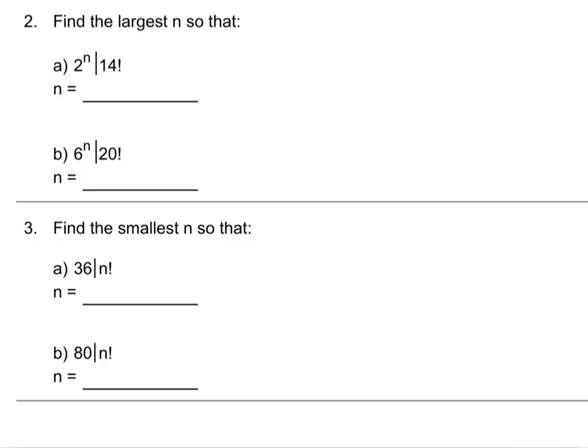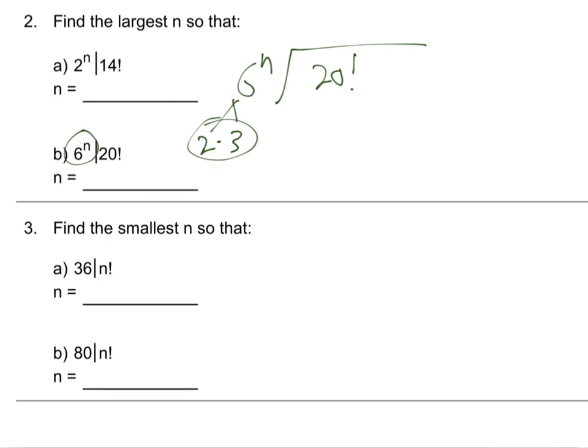Let's go to a fresh screen here. So 6 to the n, 6 to some power, going into 20 factorial. What's in a 6 is 2 times 3. That's the DNA stamp of a 6. So we want 2 times 3 to some power to go into 20 factorial. We want to know how many times it'll go into 20 factorial. Let me write that out: 20 times 19 times 18, 17, 16.